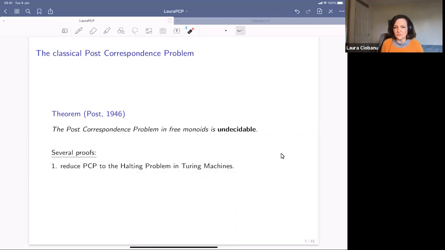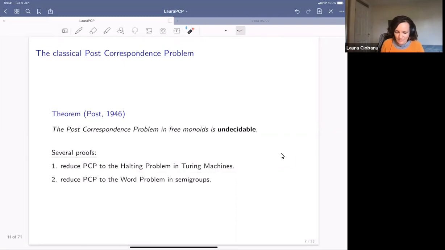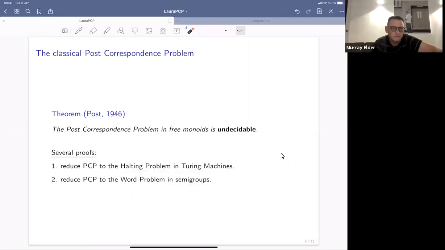Now, if you don't like Turing machines, you can reduce this to other things. So Alan, for example, would encode the word problem for semigroups to get the PCP. Of course, the undecidability of the word problem in semigroups does boil down to the halting problem for Turing machines. But still, there are many other proofs. It depends what you're comfortable with and what you want to use as your black box.